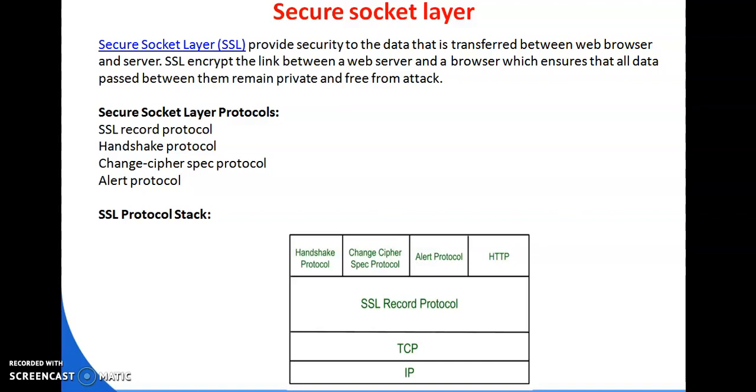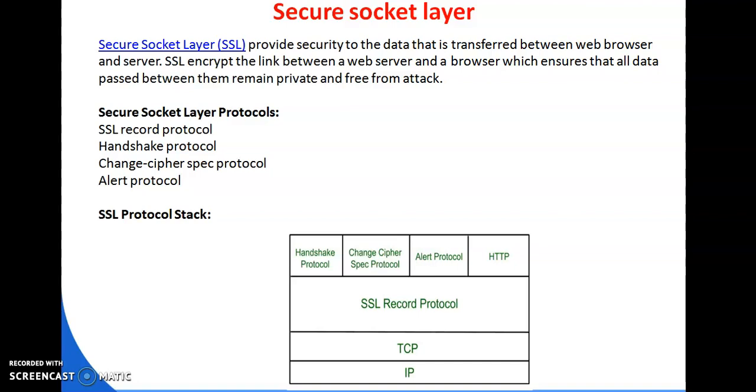In the SSL record protocol, application data is divided into fragments, and fragments means small pieces of the data. The fragment is compressed and then encrypted, and a message authentication code is generated by an algorithm like SHA, the secure hash algorithm, and the message digest is appended.